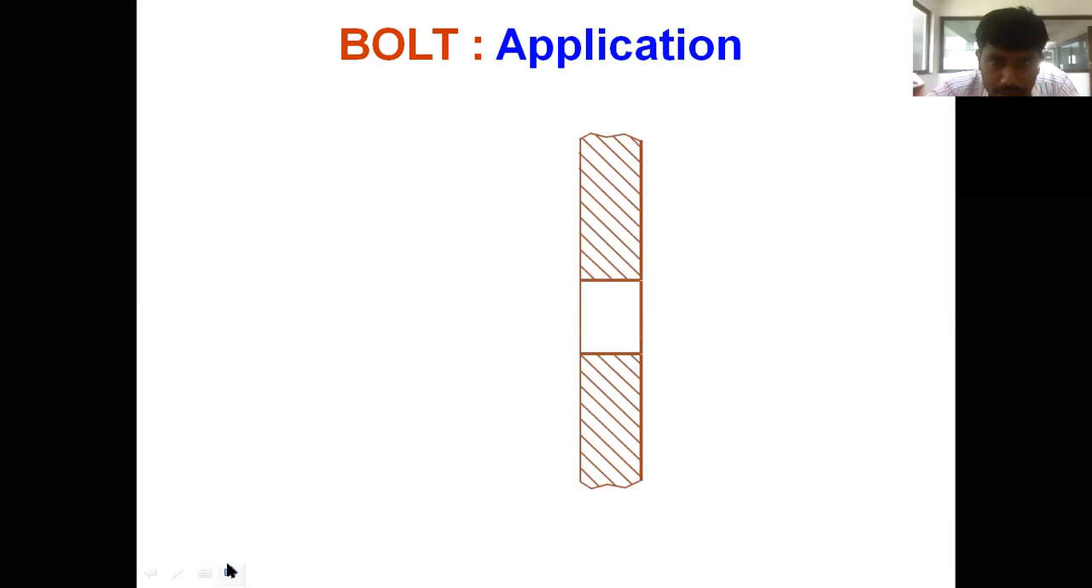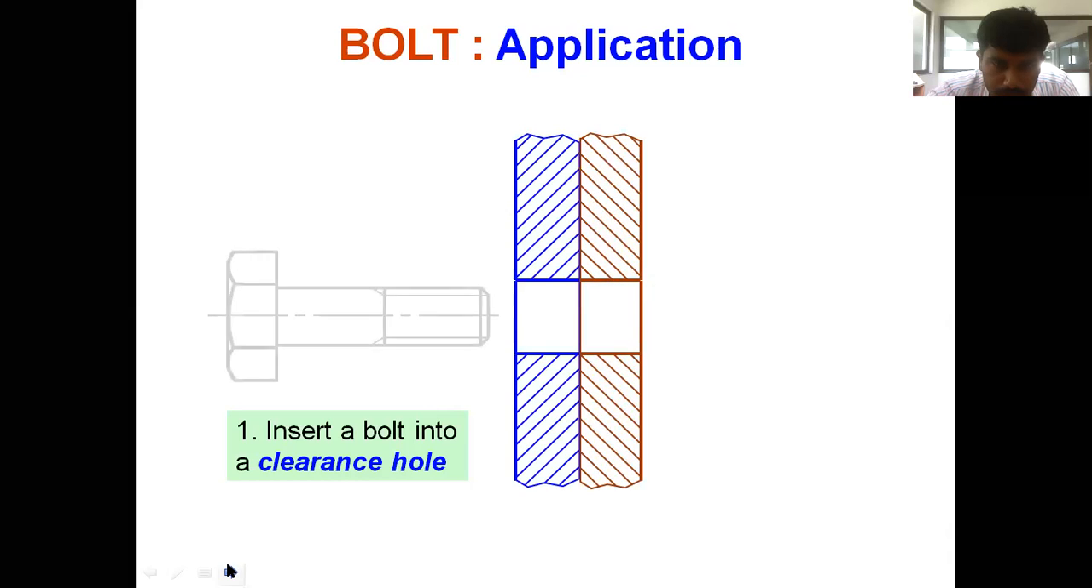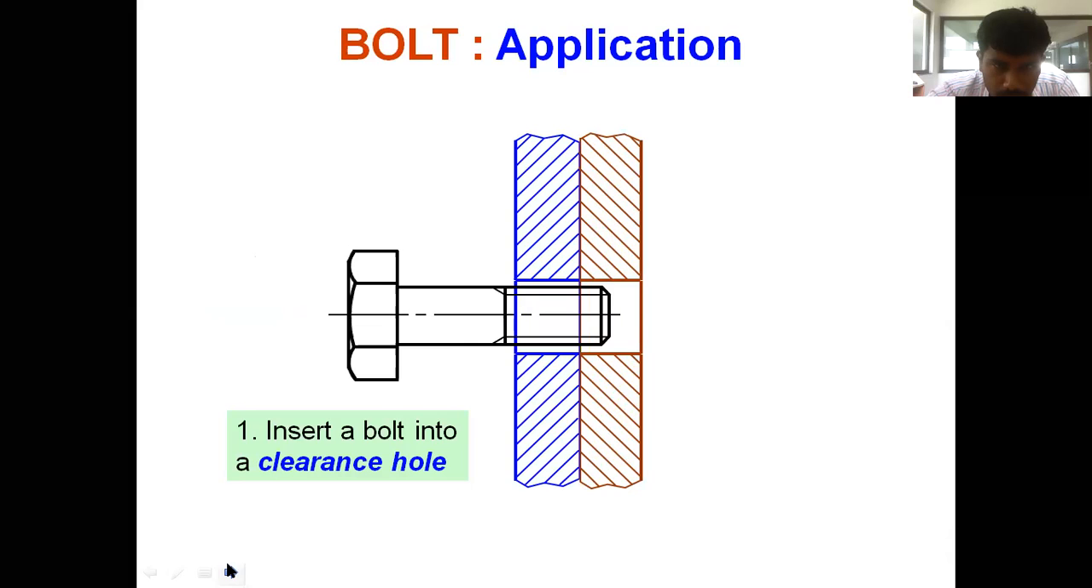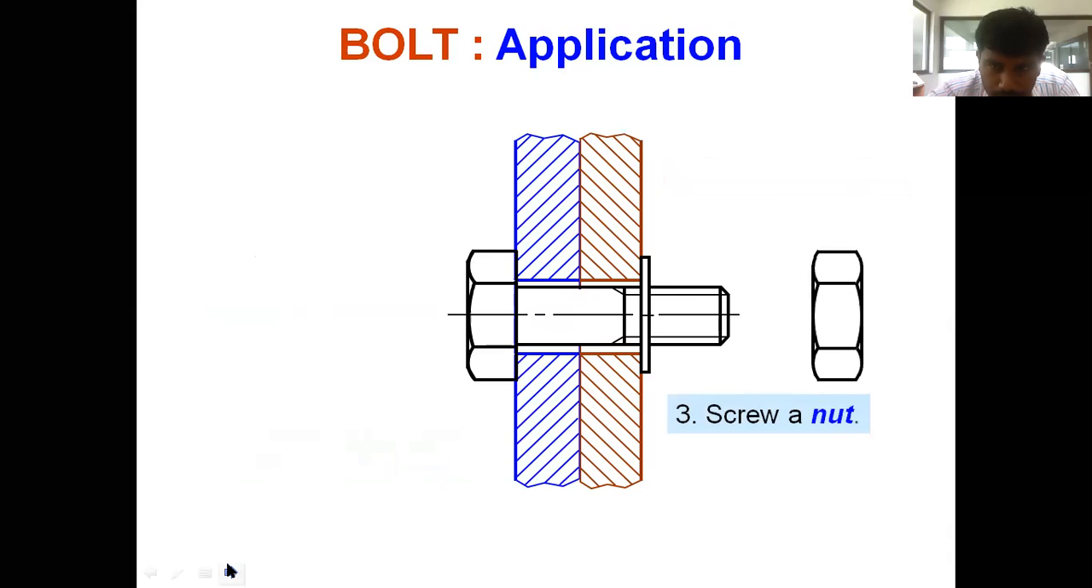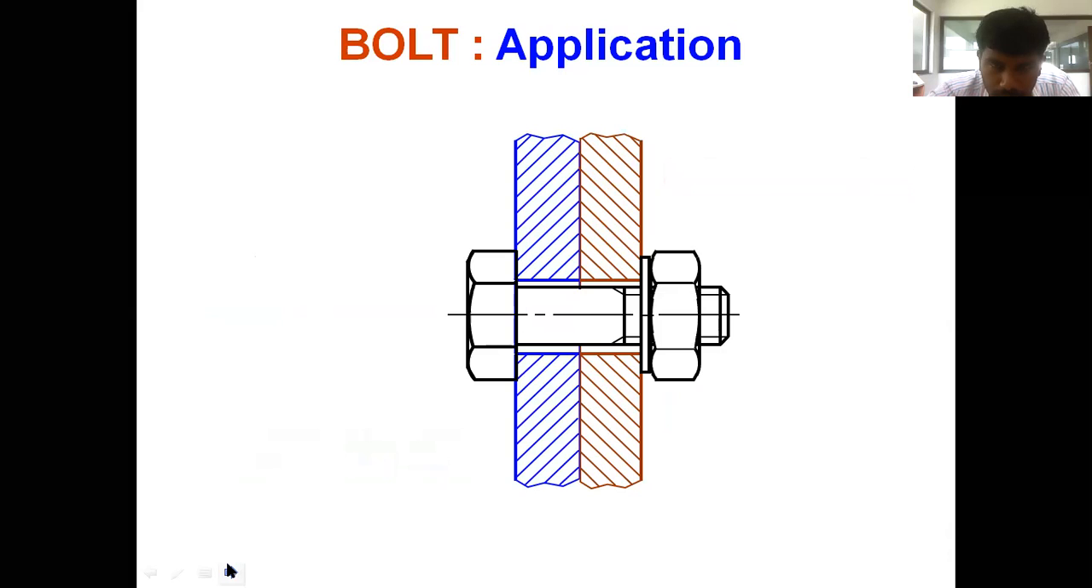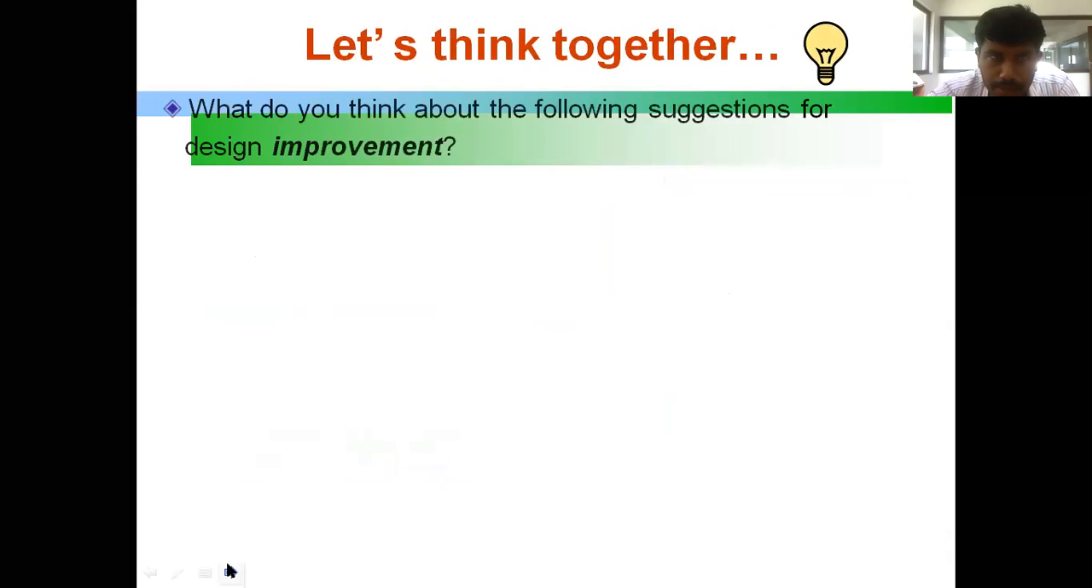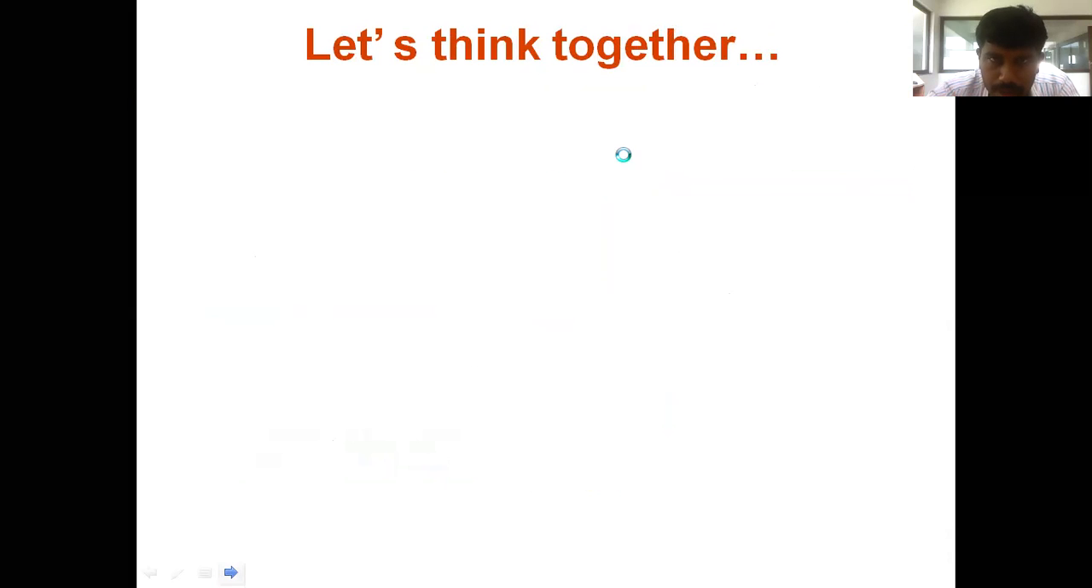Bolt applications. Insert the bolt into the clearance hole. Insert the washer. Insert the nut. Screw on the nut. To join the two parts, we use threaded fasteners. This is the nut and bolt assembly.